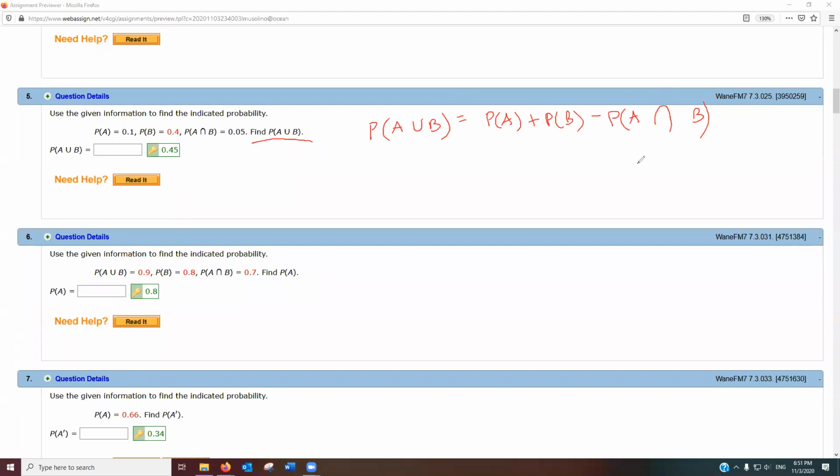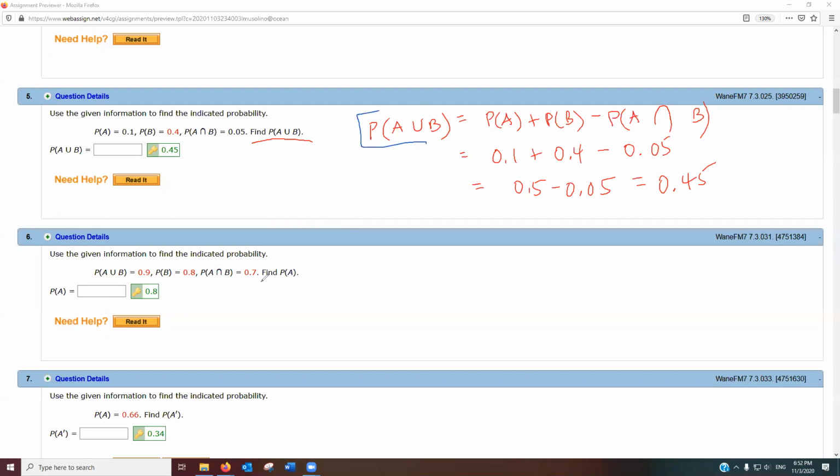So this is the formula. Well, they're really giving me everything to plug into this. The probability of A was given as 0.1, the probability of B is given as 0.4, and A intersection B was 0.05. So this is 0.5 minus 0.05, which is 0.45 for that one. All right, let me go to number 6. Very similar. I'm going to use the exact same formula.